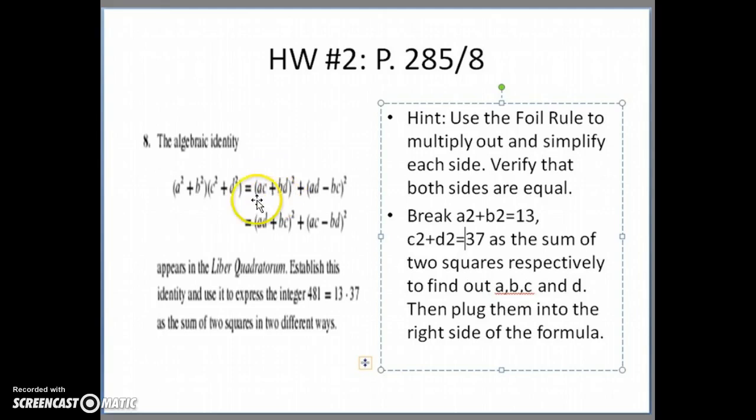So ac plus bd is going to be the first number we try to find. And something squared plus an ad minus bc is another number. And there is a different way to use the third part. So that's how we solve number 8.